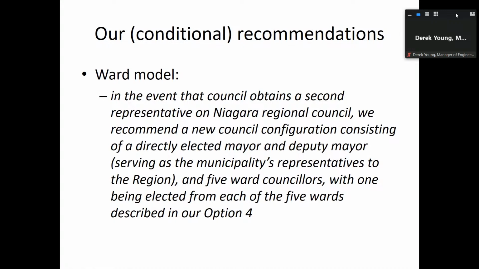Now, on to our conditional recommendations. As I mentioned at the beginning, there was discussion throughout our review process about the possibility of Niagara Regional Council being restructured in some way and what that would mean for the governance structures here in Pelham. The general view seemed to be that if Pelham was granted an additional seat on Niagara Regional Council, then that would provide a basis for having a directly elected deputy mayor who would serve along with the mayor.